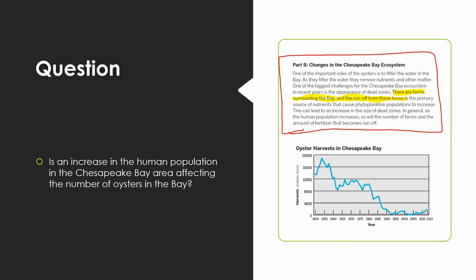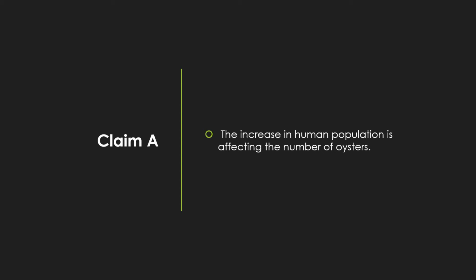And also the second image is the graph, oyster harvest in the Chesapeake Bay, which is decreasing. So based on this information, we can easily answer this question and make our claim. So claim A is going to be the increase in the human population is affecting the number of oysters, if you remember from the previous slide.